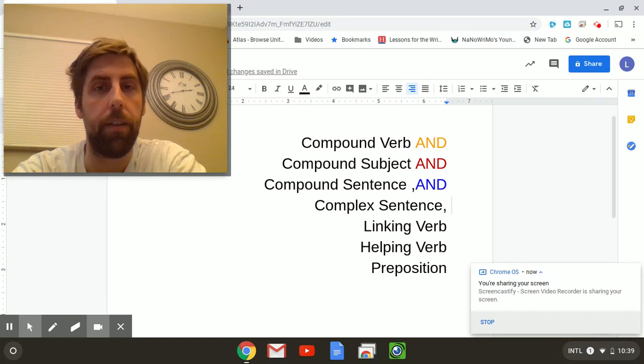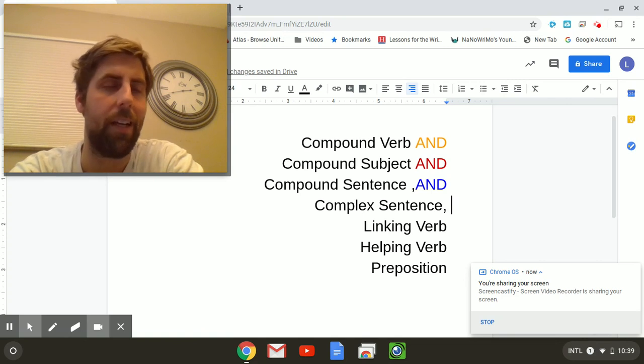I can kind of see the notes on the side here of what we're going to go over today. So I want to jump right into it. I know these things are confusing: the compound verb, compound subject, compound sentence, complex sentence. They kind of sound the same and they're a little bit tricky.